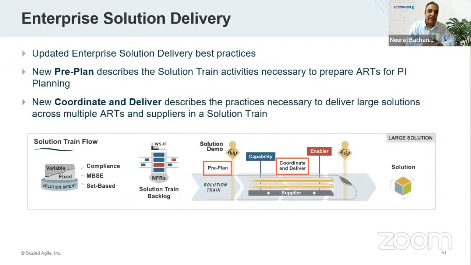So that's the event which is called the pre-plan, and the post-planning is now called coordinate and deliver. Which means how do the ARTs come together? How do they integrate? How do they demonstrate their progress? That is all going to become part of coordinate and deliver. That's the change that has been brought in.